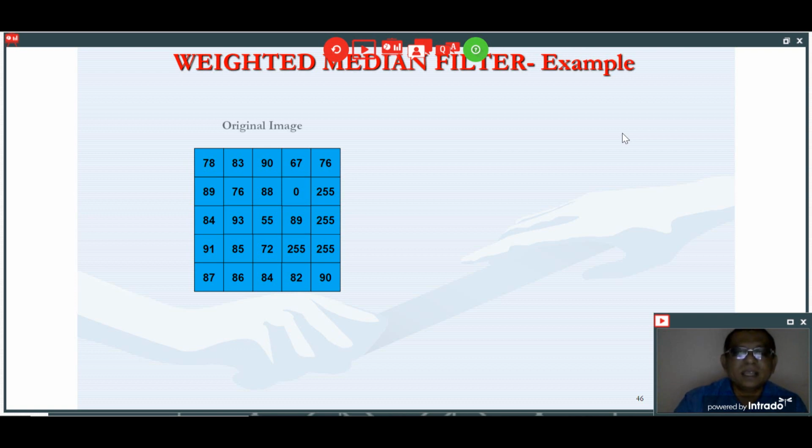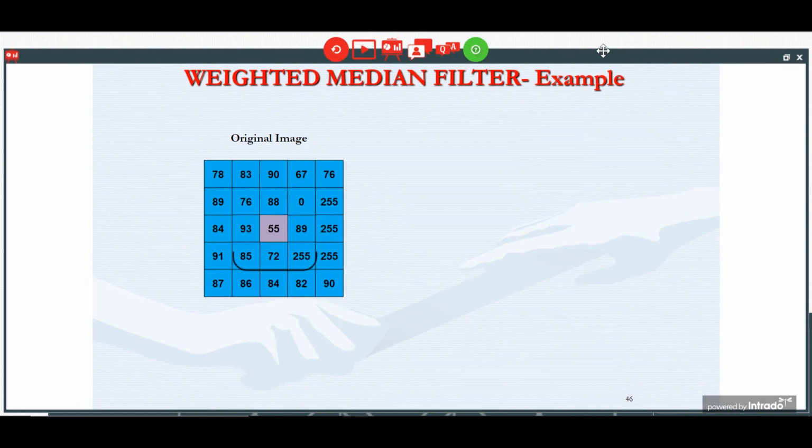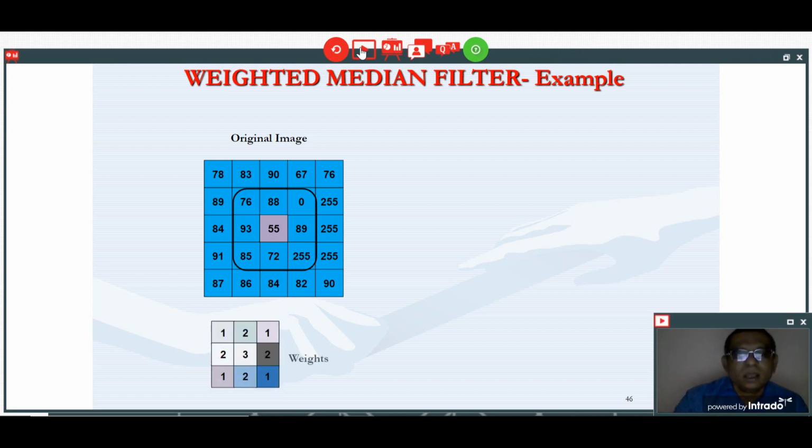How the weighted median filter works, we will try to understand by a very simple illustration here. Here we have taken this as an image. Now the pixel to be processed is 55. We are taking a 3 by 3 mask, and this is the weight we are going to attach to this mask. We can observe that the center value of the weight is high, that is 3, and then it slowly decreases along the neighbors, to 2, and then towards the end it is 1. It is almost similar to a Gaussian function, where you can see that the value diminishes along the edges. Here the value also slowly diminishes from the center pixel.